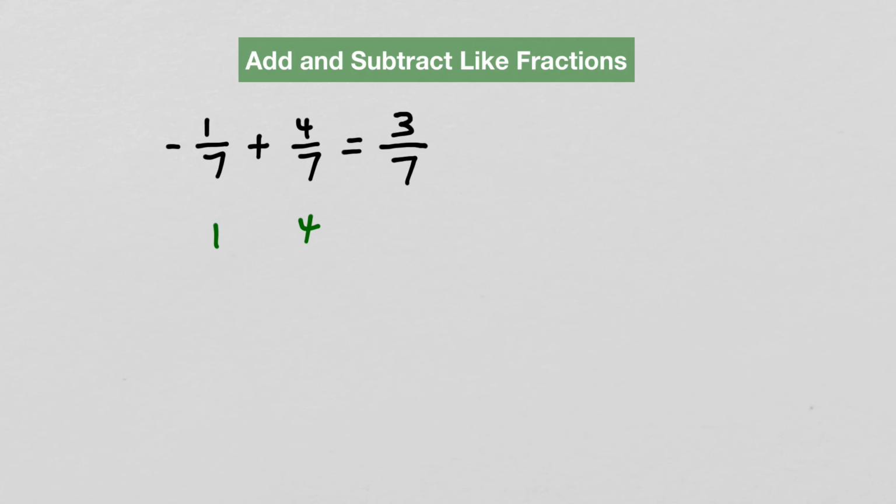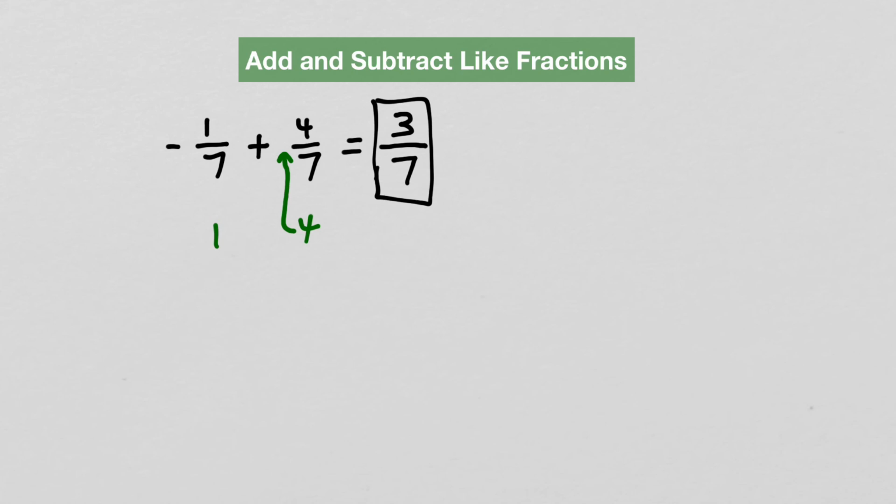okay? Now, of the two numbers, which is larger? 4. So what is the sign in front of the 4? That's positive. Therefore, my answer remains as 3/7. Okay. Let's try one more example.